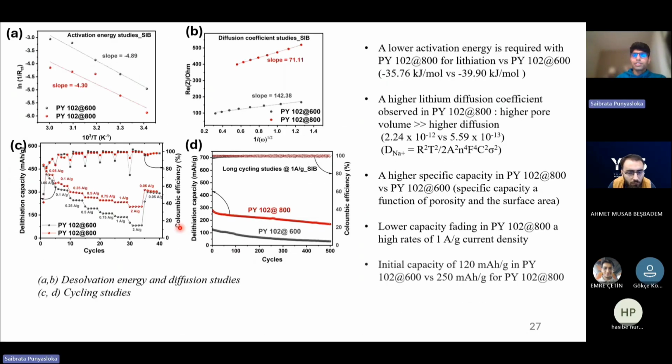And then I did similar kinds of studies with dissolution energy and studying its rate performance at even 1 ampere per gram. And yeah, the studies gave something expected. It was more like a quantification process for me, I would say. But in every case, the diffusion was better in 800. The dissolution, the dominant resistance factor, was higher in 800. So the performance as such in 800 carbon was higher.